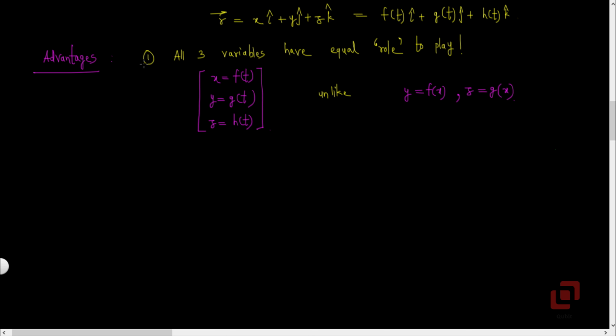That brings us to the advantages of parametric representation over the conventional ways of representing a curve. The first advantage is that all 3 variables x, y and z have an equal role to play. What do I mean by that? If we go back to the definition of a curve in its parametric form, each one of the variables x, y and z is represented as a function of the parameter t. Now this is unlike the way we do it when we represent a curve as a projection.